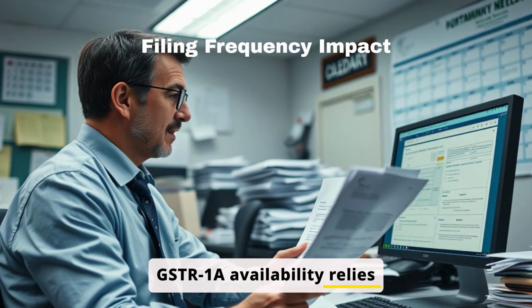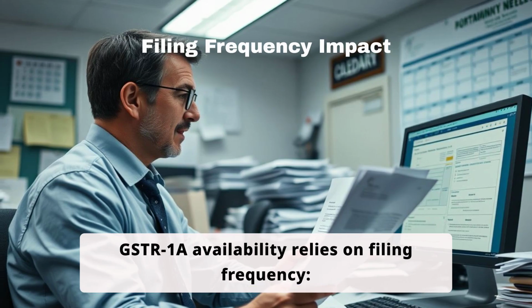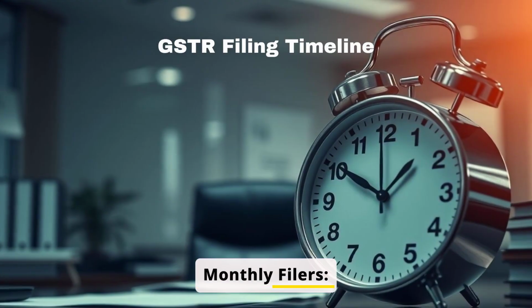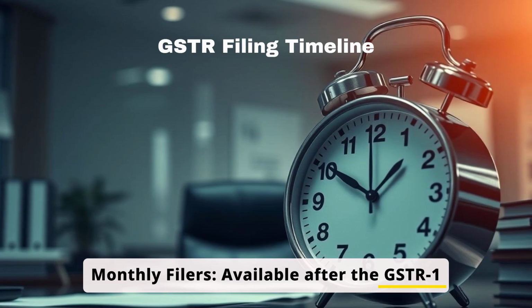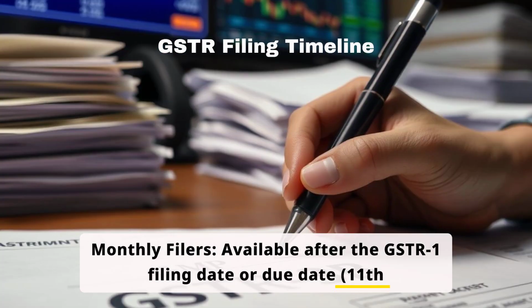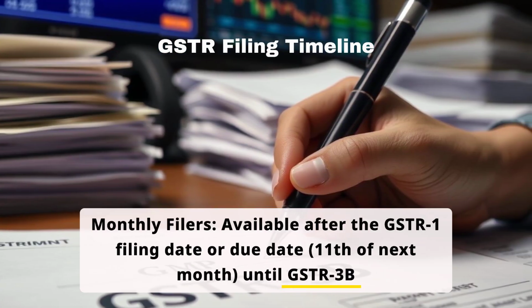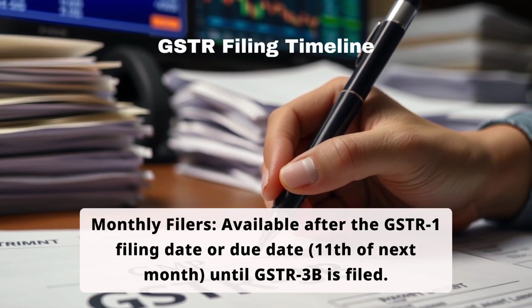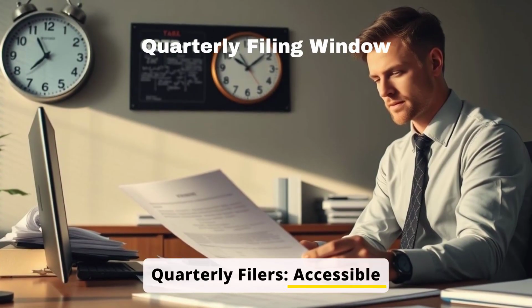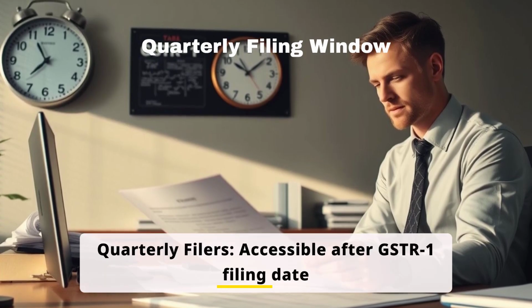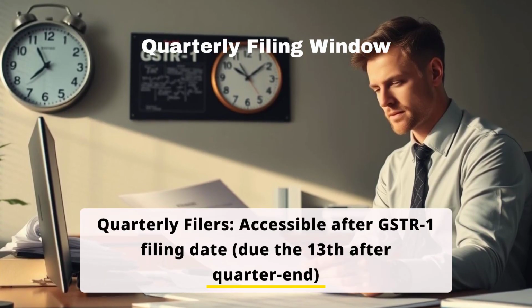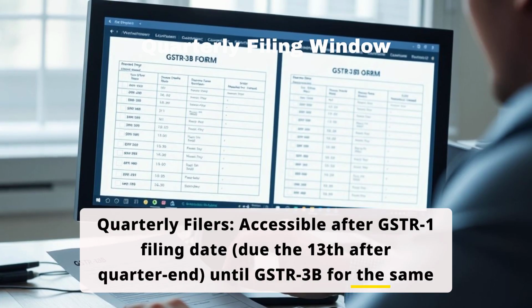GSTR-1A availability relies on filing frequency. Monthly filers: available after the GSTR-1 filing date or due date, the 11th of the next month, until GSTR-3B is filed. Quarterly filers: accessible after the GSTR-1 filing date, due the 13th after quarter end, until GSTR-3B for the same period is filed.